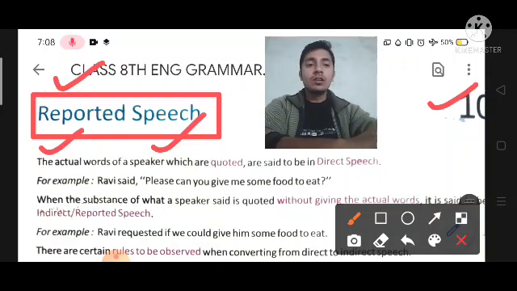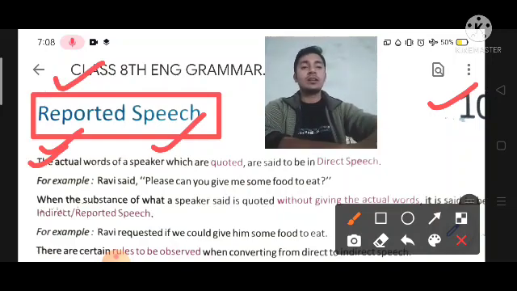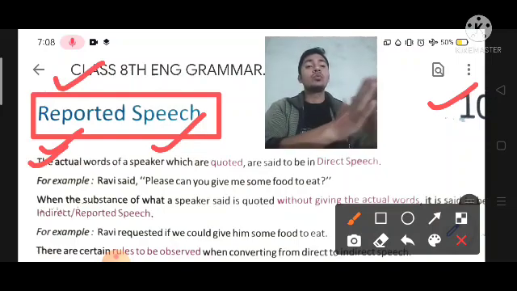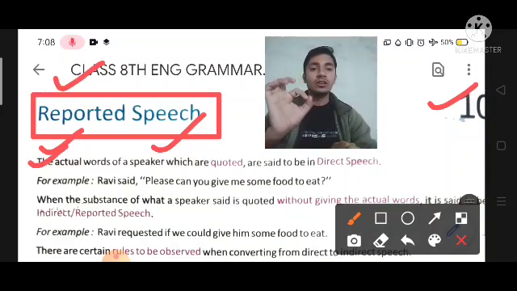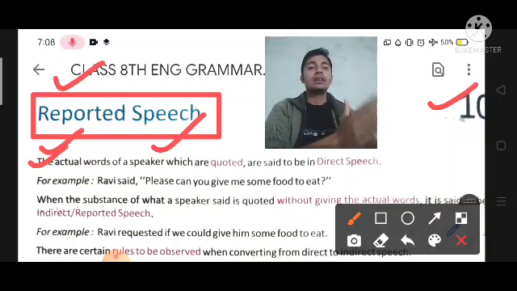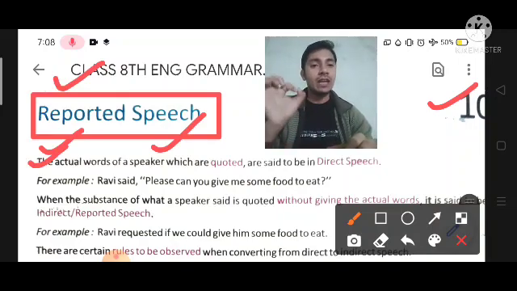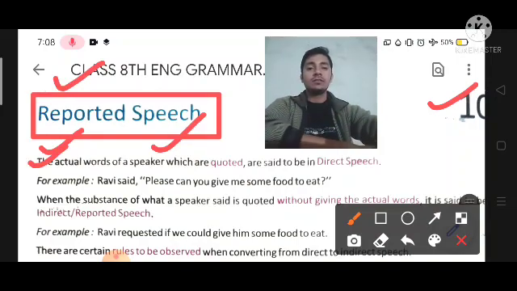And after that you will know that there are two ways of reporting. What are the two ways of reporting? We will know after that. You will see from here the actual word of the speaker. Listen very carefully so that you can understand what direct speech is, because I have told you that there are two ways of reporting. First is direct speech, and second is indirect speech. So you will know what direct speech is, what indirect speech is, and all the things after that.